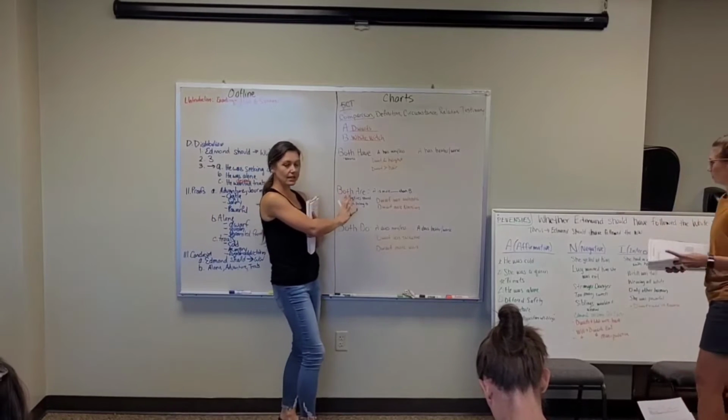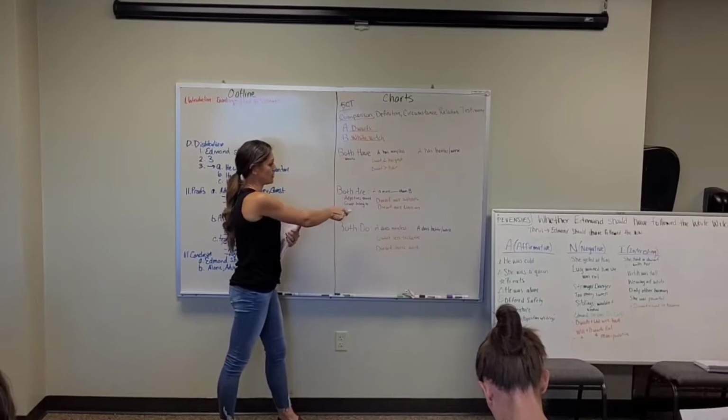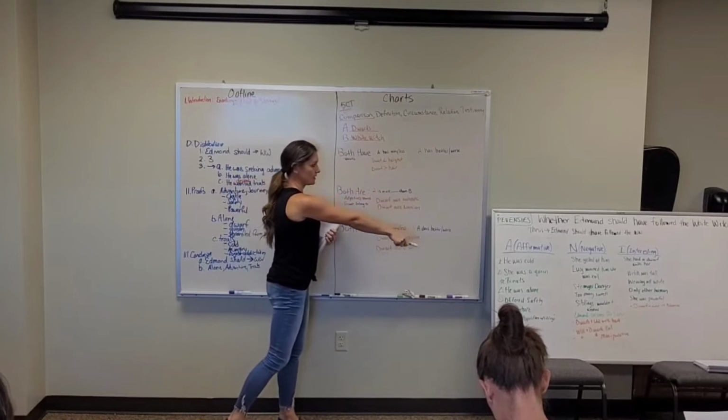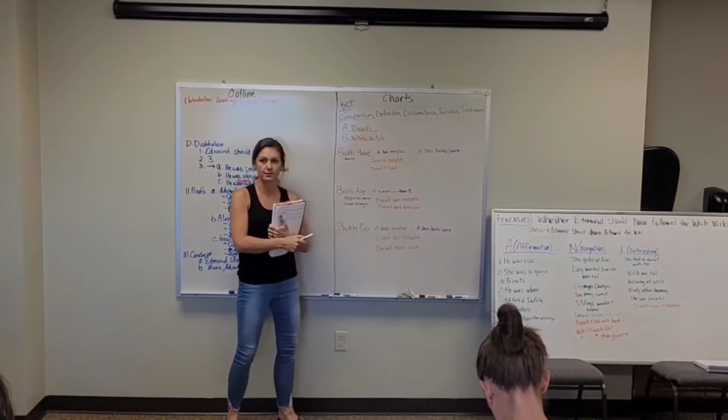Okay? And now we're going to take all these brainstormings and move them over to our Annie chart. So from this chart that we just brainstormed, what can help our whether statement? Whether Edmund should have followed the white witch. Which of these are affirmative, negative, or interesting?